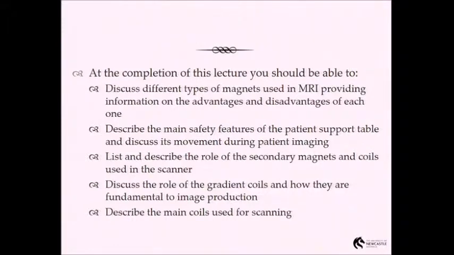So also at the end of this lecture, we'll just talk about the different types of magnets that potentially you may come across. As I said, the vast majority of installs are superconducting. There are other types, permanent and resistive magnets. We'll talk a little bit about the advantages and disadvantages of each, and talk a little bit about safety.